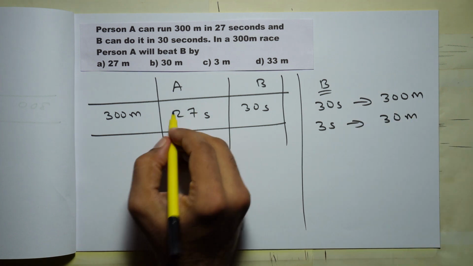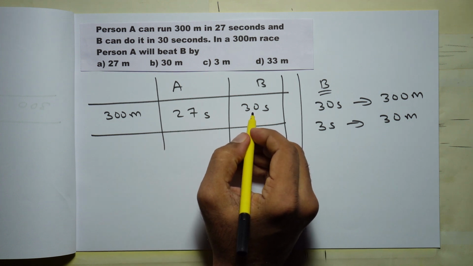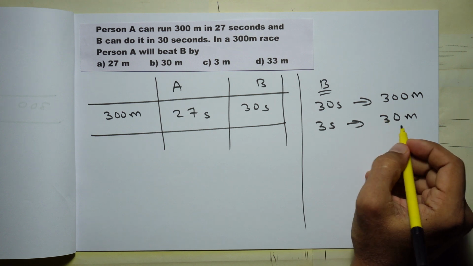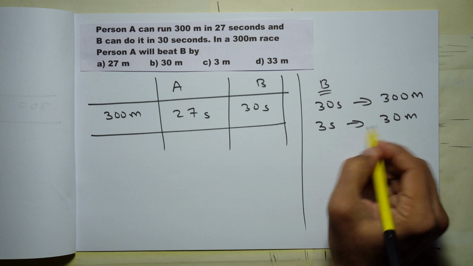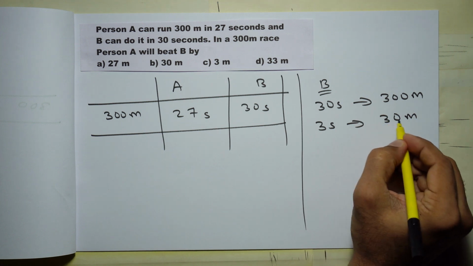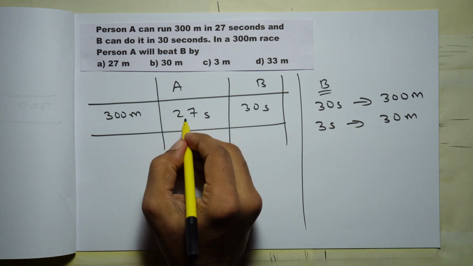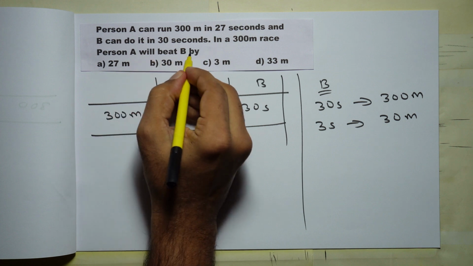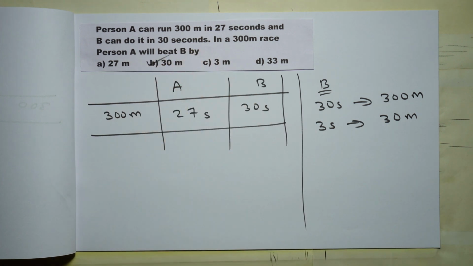Now you can see that after A has completed the race, B requires another 3 more seconds. And in these 3 seconds, B will do 30 meters. Which means that when A completes the race, B will be 30 meters behind. And to complete those 30 meters, B requires these 3 seconds. So when A completes the race, B will be 30 meters behind. So A will beat B by 30 meters. So option B, 30 meters.